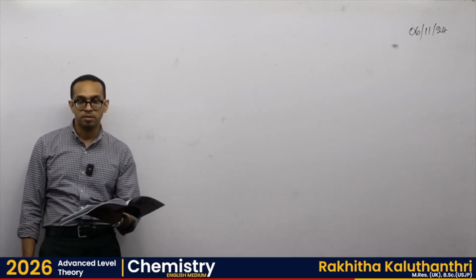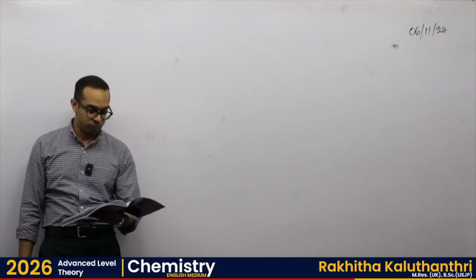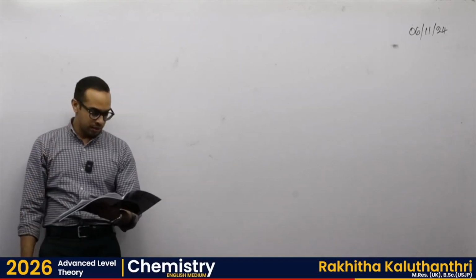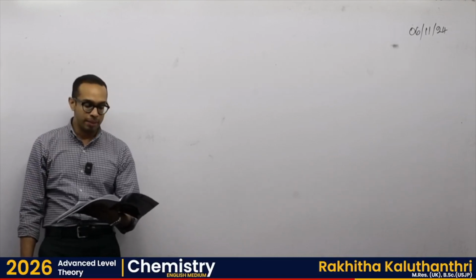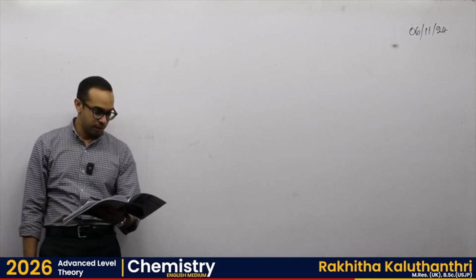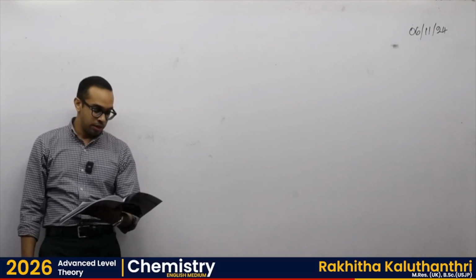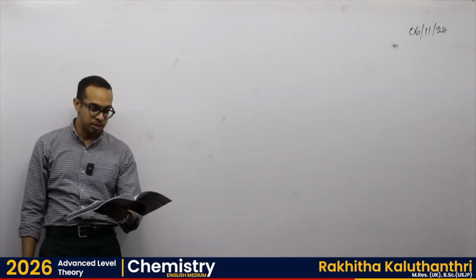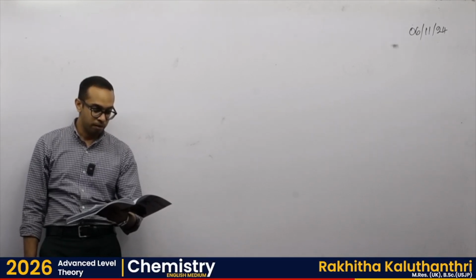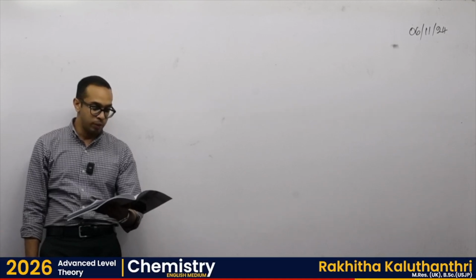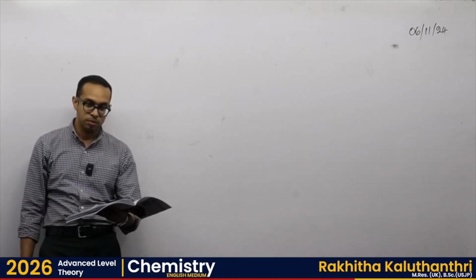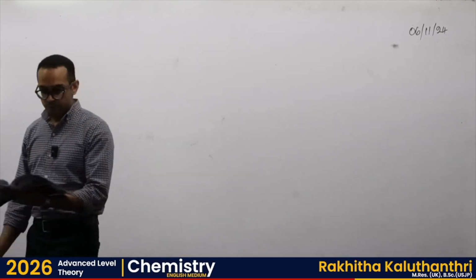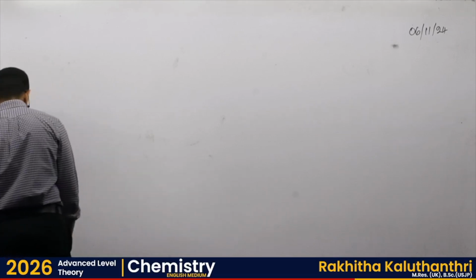That's point number 1. And then the next point, in a polyatomic ion, the sum of oxidation numbers must be equal to the net charge of the ion. The net charge of the ion.